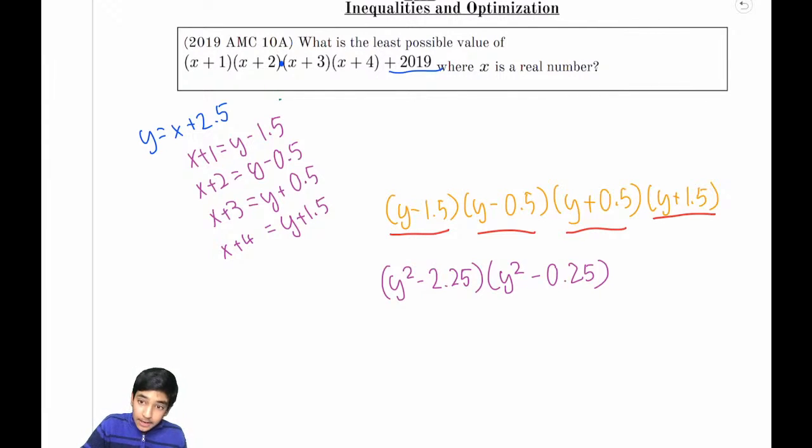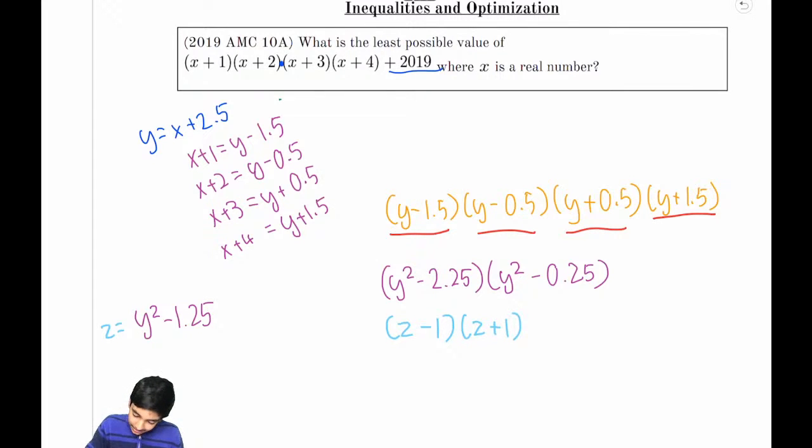Basically, this expression is symmetric around y squared minus 1.25. Because you can think about y squared minus 1.25, it's the middle. It's the average of these two terms. Yeah, looks like you were saying it. Y squared minus 1.25, this expression is symmetric around. So let's say that z, another substitution, is equal to y squared minus 1.25. Then we can say that this will be z minus 1, and this will be z plus 1.